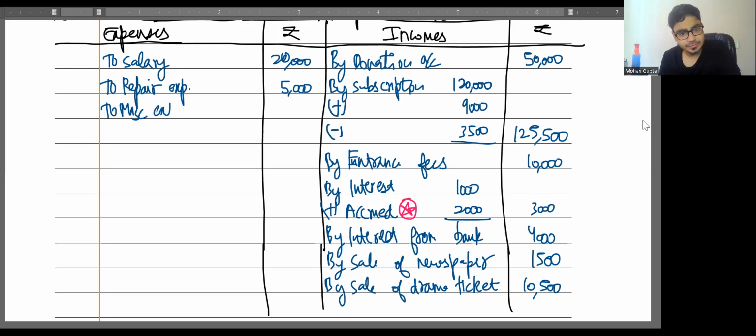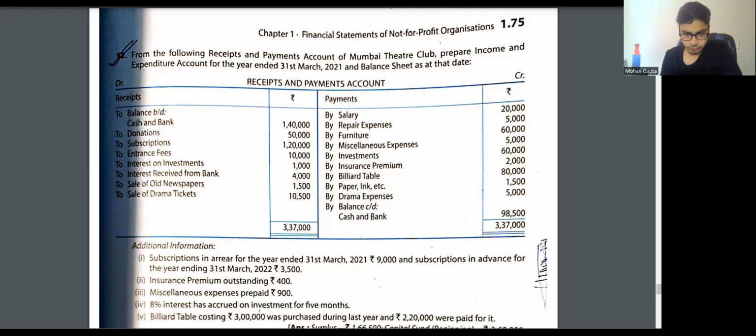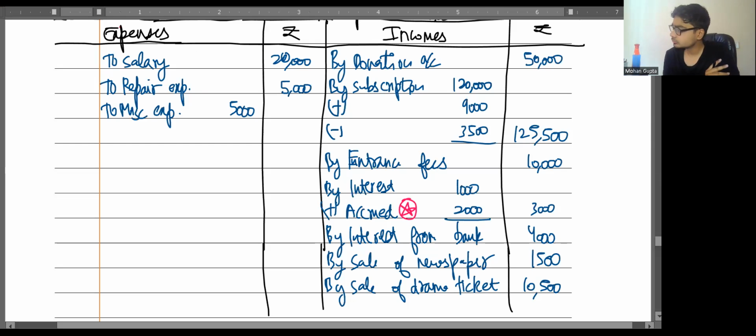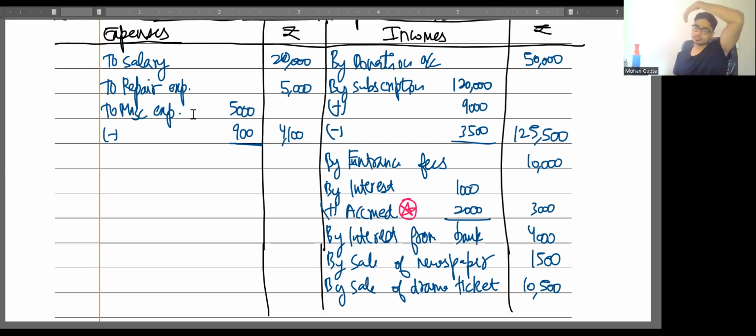Miscellaneous expenses 5,000. So we minus 900, right? Yes, prepaid is deducted. Prepaid meaning already paid before. Yes, we have paid in advance.